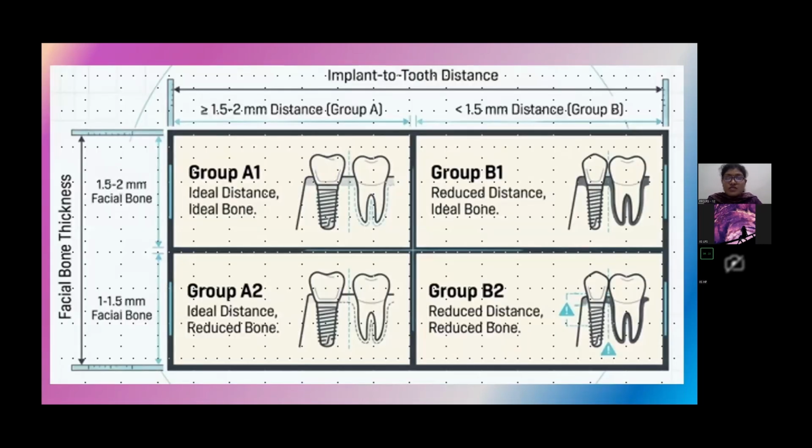This is a pictorial representation of the groups. As we can see, group A1 has an ideal distance and ideal bone, whereas group B2 has a reduced distance and reduced bone.